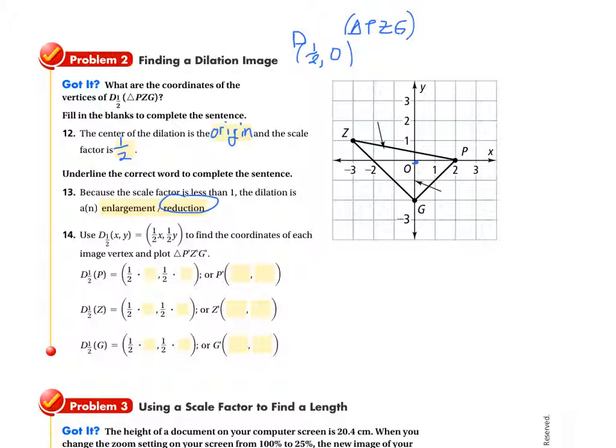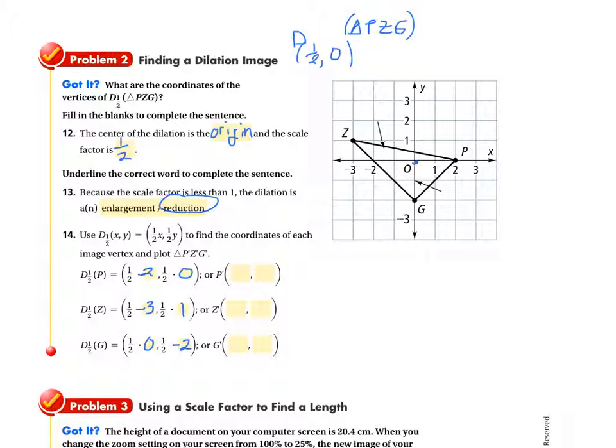What is the ordered pair for P? Your X value is 2 and your Y value is 0. What about for Z? X value is what? -3. Y is 1. And for G? 0, because you're not going right or left at all. So be careful with points that are on the X or the Y axis that you write the ordered pair correctly. So 0, -2. Now some of these are not going to be so easy to take half of.